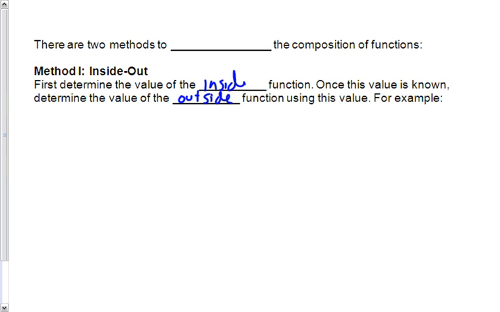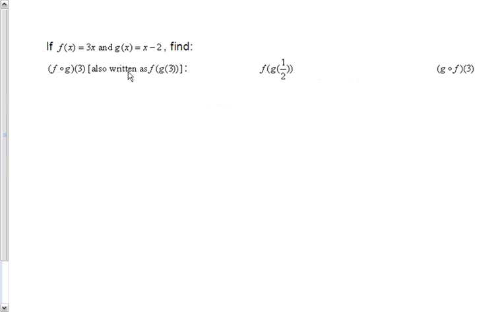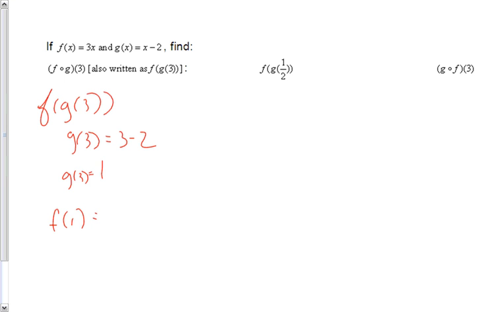We've got a couple examples here. This one is f of g of 3, and this is how I normally write it. I don't like to use the fog function. For g of 3, I look at g of x and replace x with 3. That's 3 minus 2, which is 1. So g of 3 equals 1. Now I can do a replacement and I need f of 1. f of 1 is 3 times 1, which is 3. So f of g of 3 is 3.